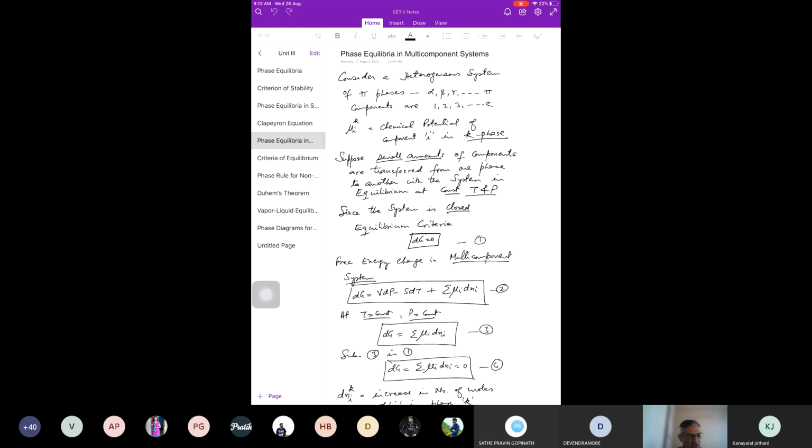So if I take mu subscript i superscript k, it's the chemical potential of component i in phase k. So the subscript is the component and the superscript is the phase.